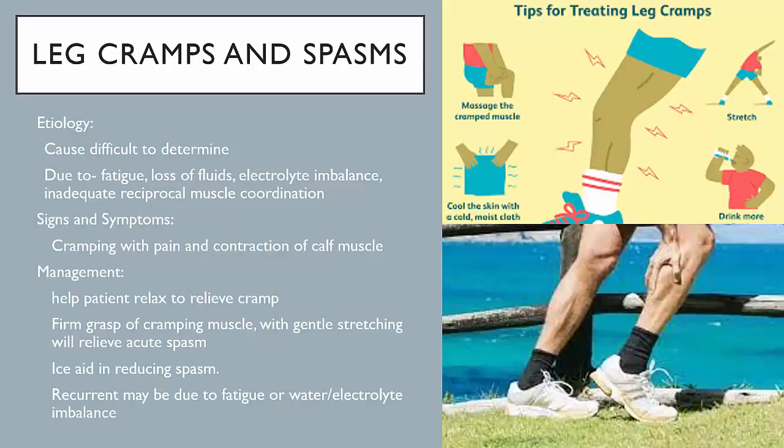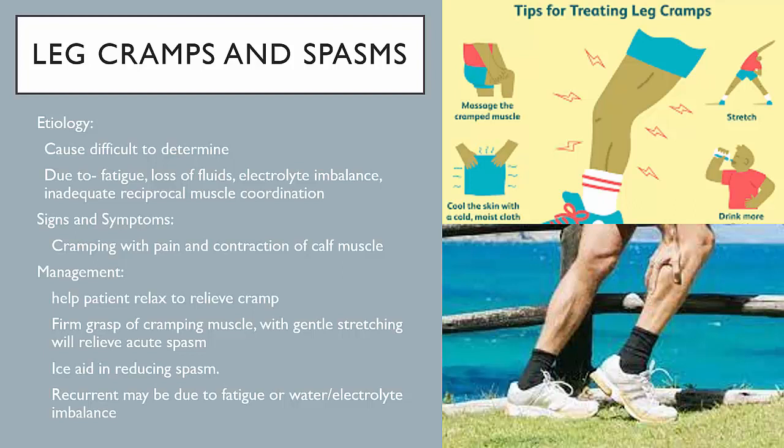Leg cramps and leg spasms. A leg cramp or a spasm is a sudden, violent, involuntary contraction, either clonic, meaning intermittent, or tonic, sustained in nature. The specific cause is difficult to determine, but these may be due to fatigue, loss of fluids, electrolyte imbalance, or inadequate reciprocal muscle coordination.